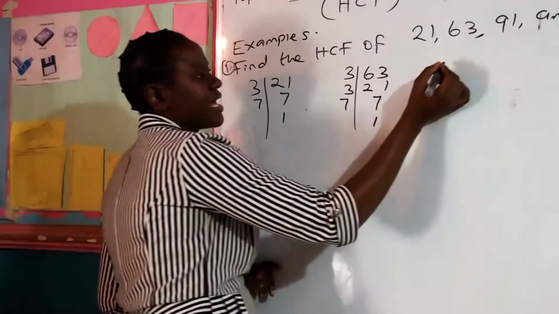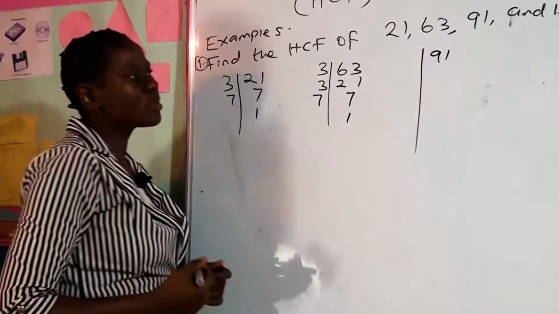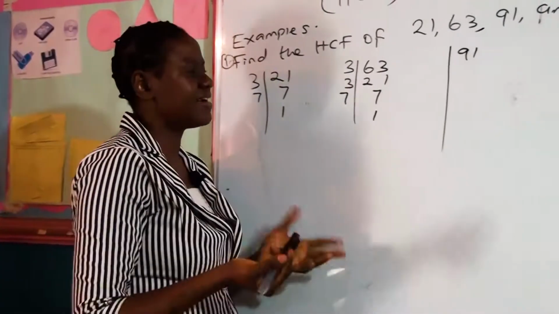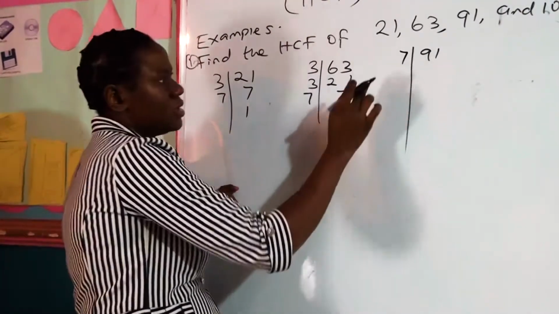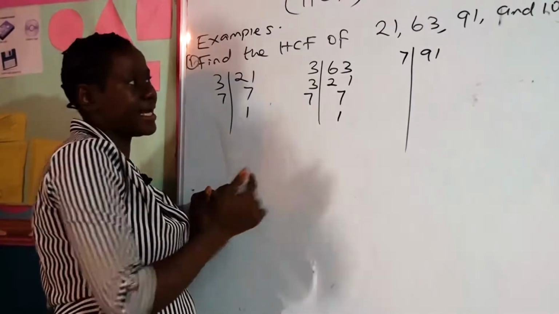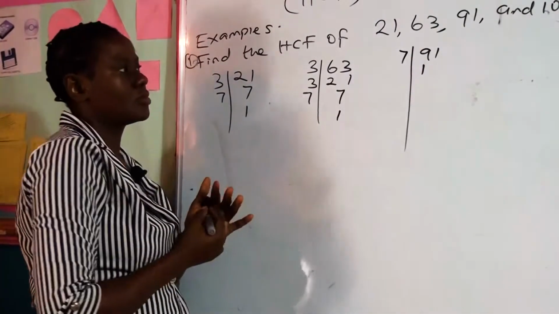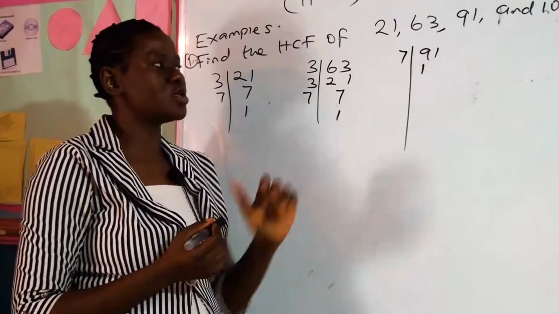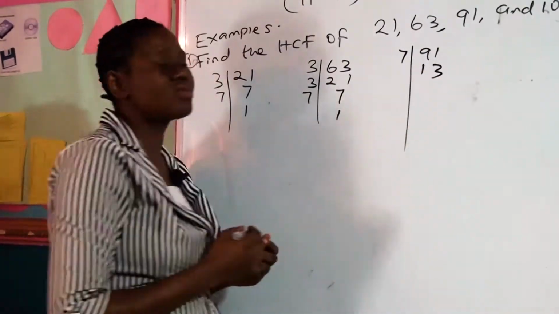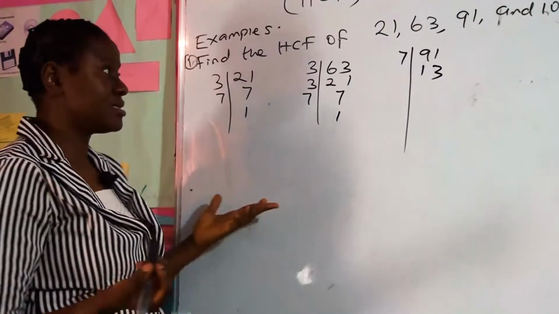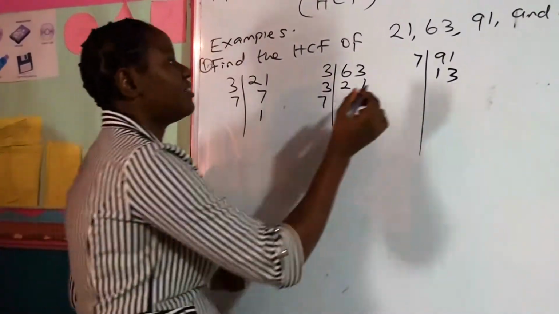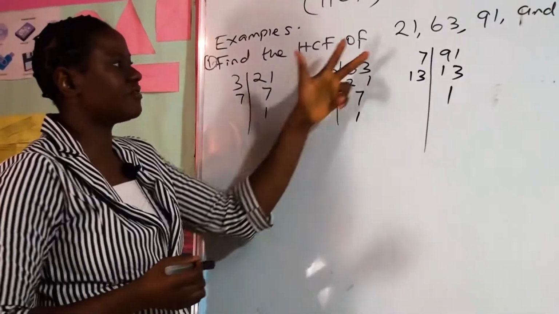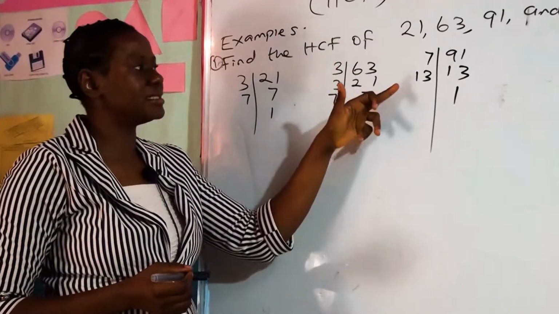What are the factors of 91? What numbers could we use to divide 91? Let's try 7. How many 7 can we find in 9? 1. Remainder 2, making 21. How many 7 can we find in 21? We have 3. What number could divide 13 again? 13 is a prime number, so only 13 could divide 13 again. So we have 1 here. So the factors of 91 are 7 and 13.